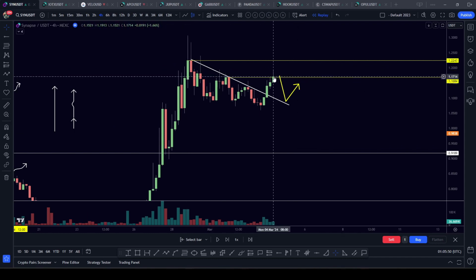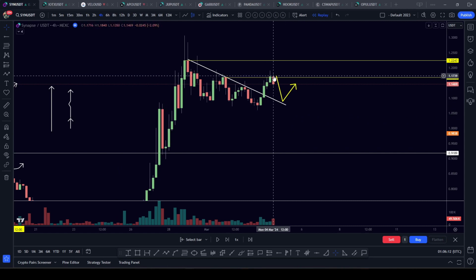So for me personally, I would not enter this trade, not yet, because it's only a sliver, a small little piece of the candle body close above this resistance level. I'd have to wait for another candle. Let's go ahead and see what the next candle does. All right, so now the price action is coming down.